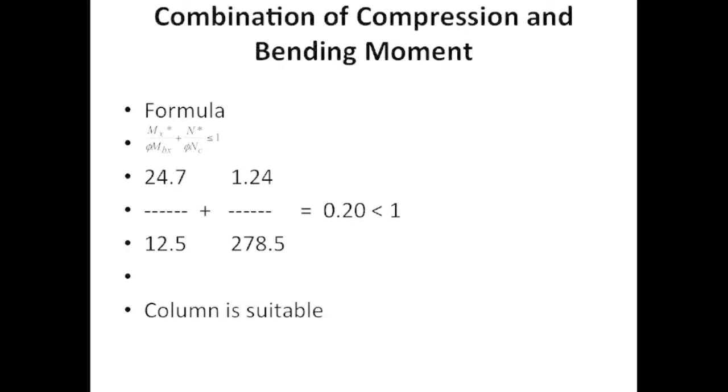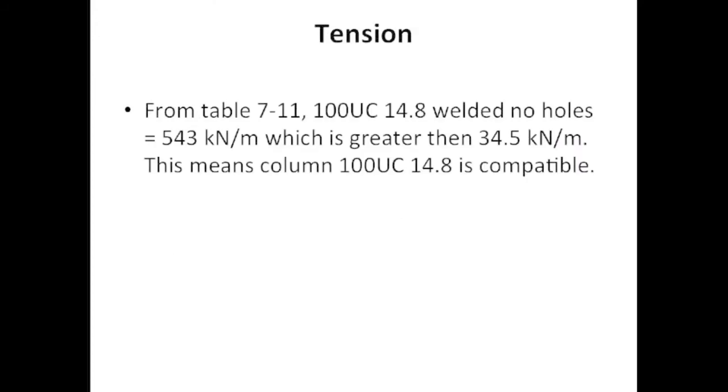We then get our combination of compression and bending moments. You then have to make sure that the total figure is less than 1. In this case, our column is suitable because after doing 24.7 divided by 12.5 plus 1.24 divided by 278.5 equals 0.20. So this means our column is suitable.